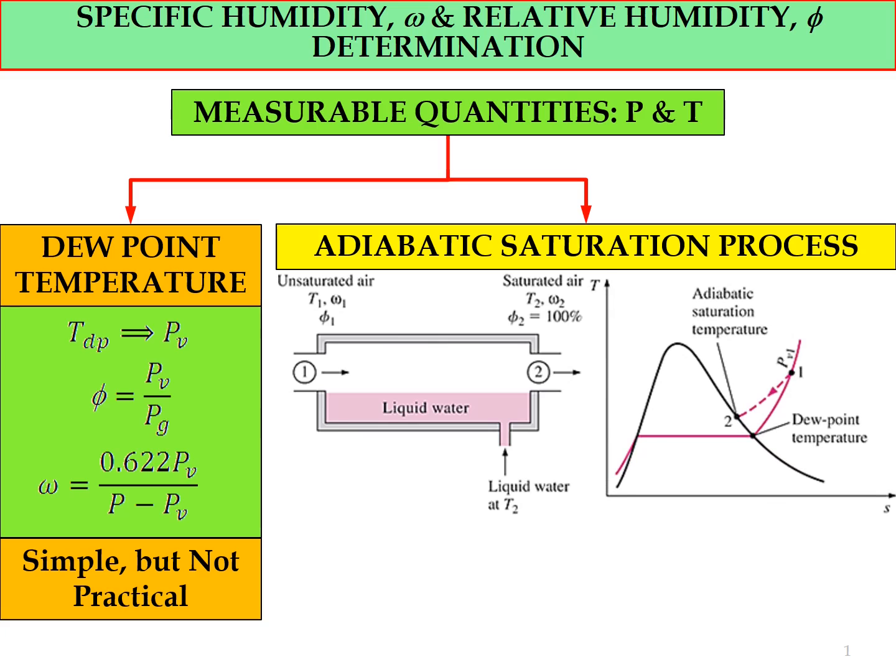If we look at the TS diagram, the adiabatic saturation temperature actually is not equal to the dew point temperature, because the adiabatic saturation temperature is based on the value of the atmospheric pressure, while the dew point temperature is based on the partial pressure of water vapor. So for this process, omega 1 and psi 1, relative humidity 1, are unknown, so we want to determine them by using this process. Later on we will discuss in detail the adiabatic saturation process.